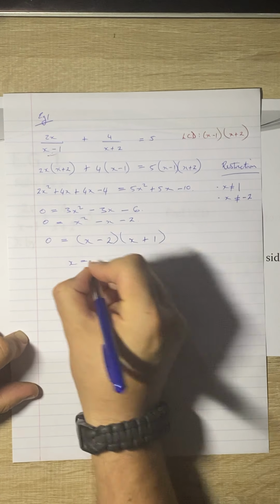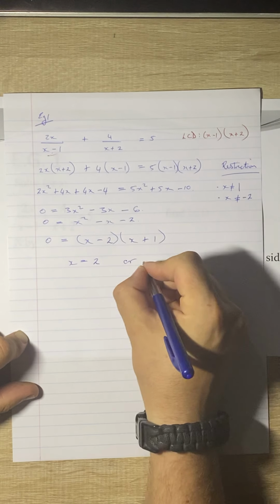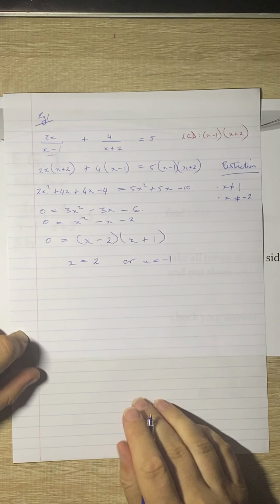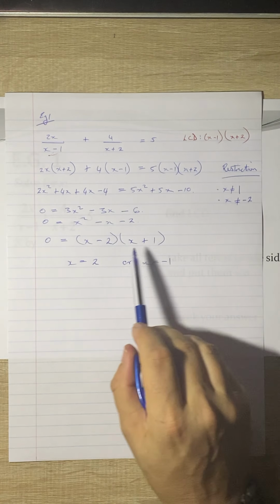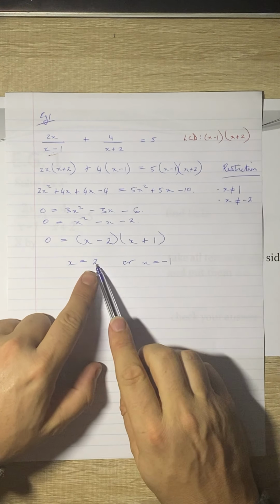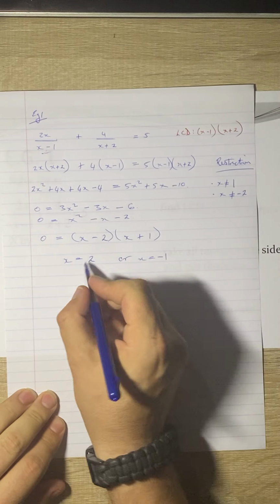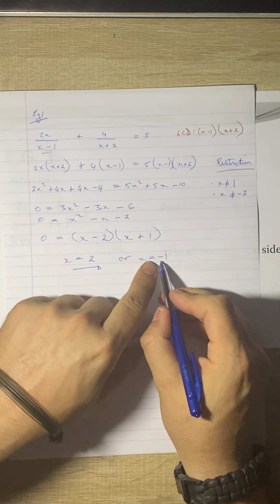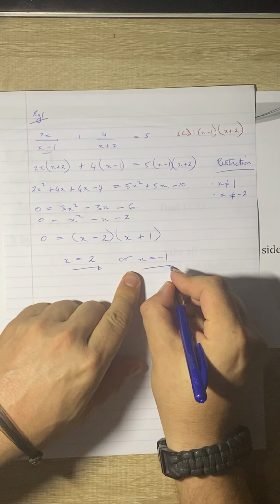And we get x is equal to 2, or x is equal to minus 1. Now what I need to do is make sure that my solutions aren't in my restriction. So 2 is fine, so this is a solution. Minus 1, this is a solution.